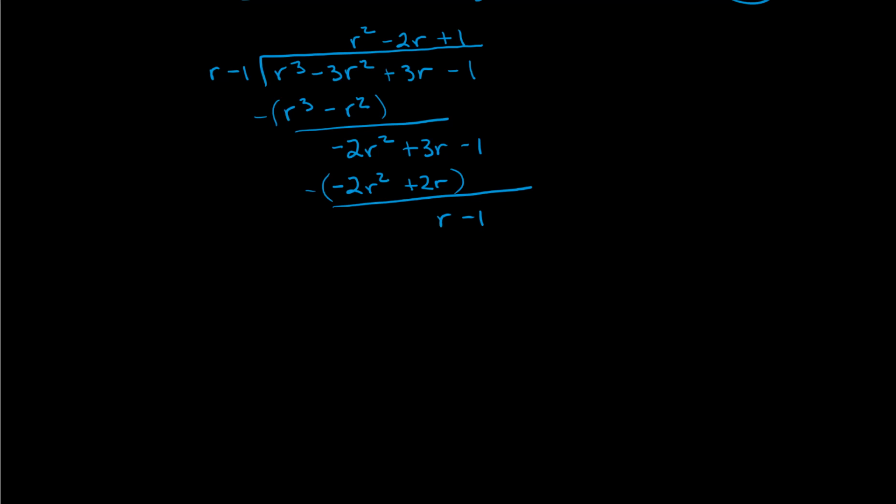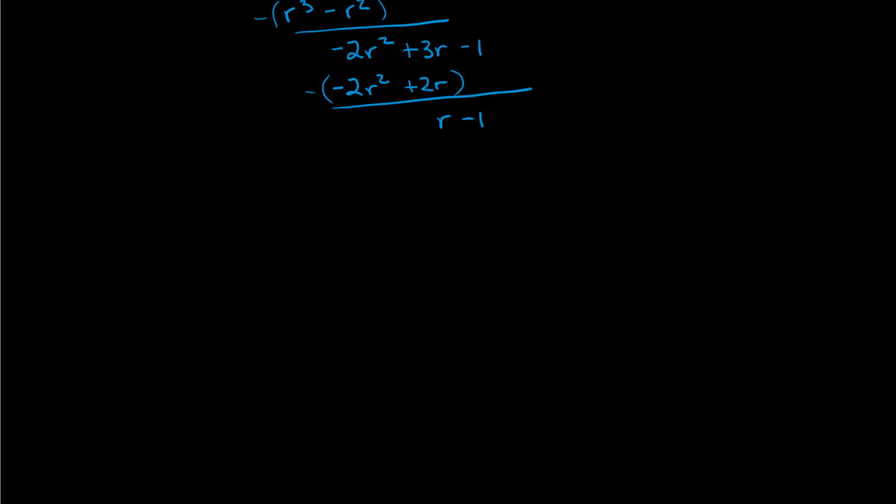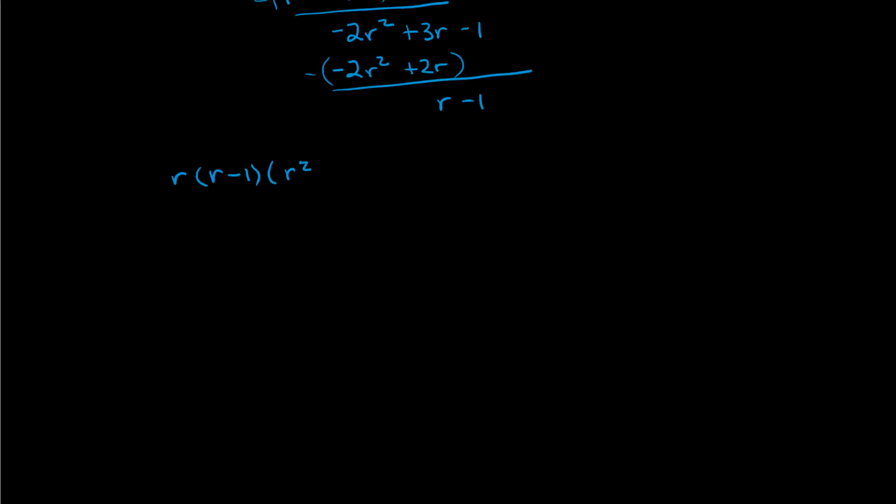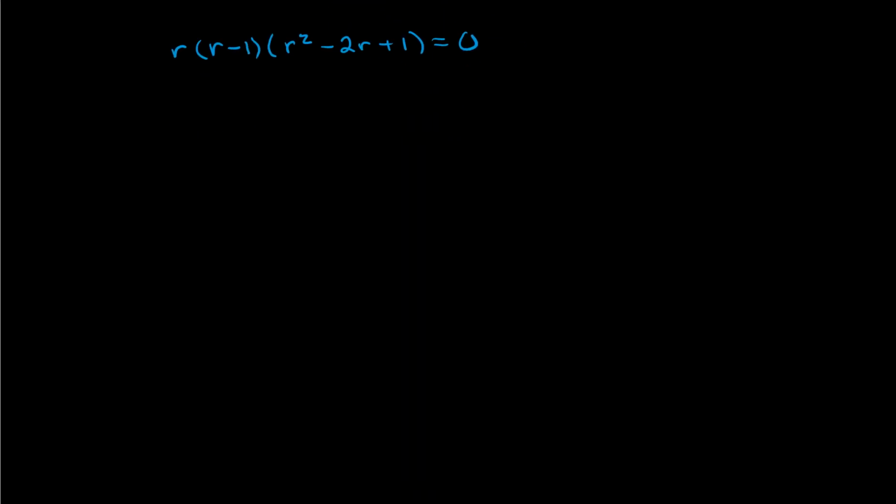What this does is it helps us to further factor our equation. What we now have is r times r minus 1 times the rest of this, r squared minus 2r plus 1 equals 0. Notice this quadratic will itself factor, and this gives us r times r minus 1, and then this quadratic factors into r minus 1 times r minus 1, and it's equal to 0.